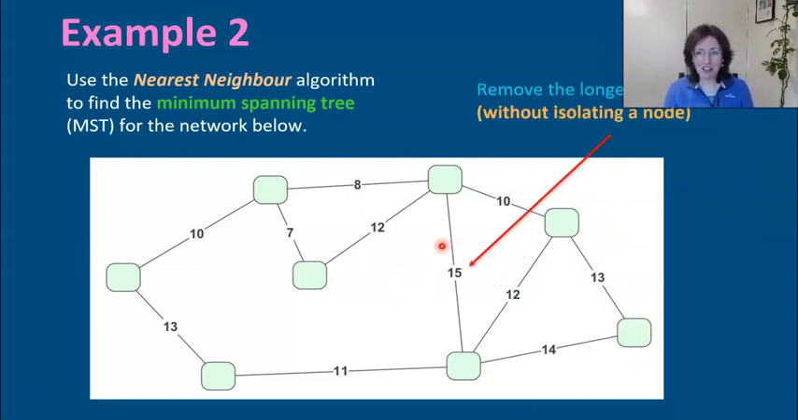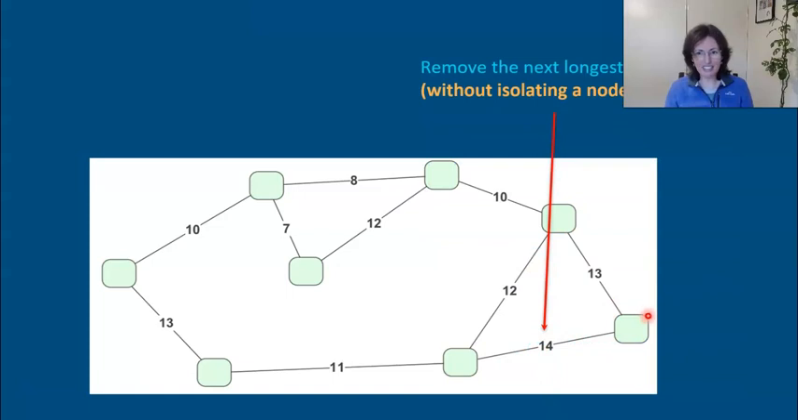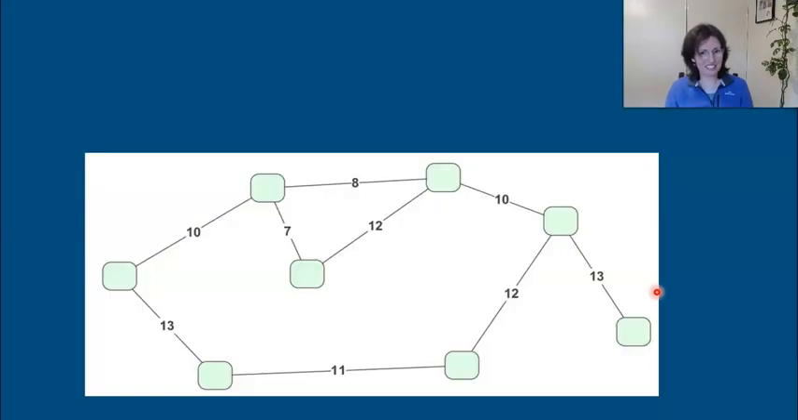So, removing the longest edge possible without isolating. We will remove this 15. Is any node isolated? No, we could still get to each node or each sprinkler. So that one goes. What's the next biggest number? 14 over here. Can we remove that? Yes. This one won't be isolated, so we can remove that safely. Next biggest number, 13 and 13. But will removing one of these isolate something?